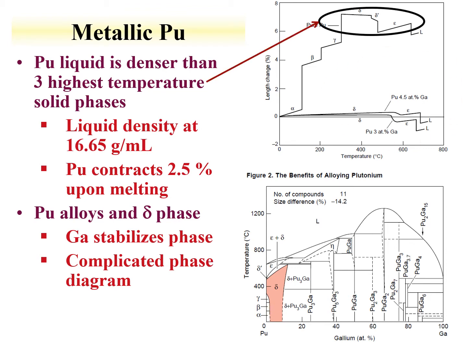And as we see here, this is the example of the change in the density as the temperature increases. We see a change in density where the liquid phase winds up being more dense than the solid.